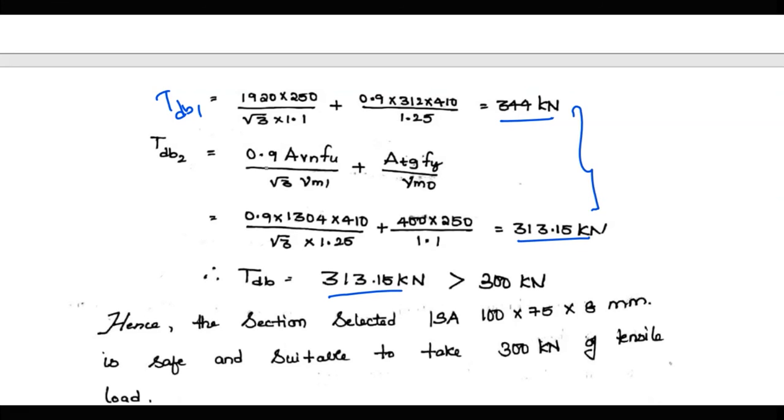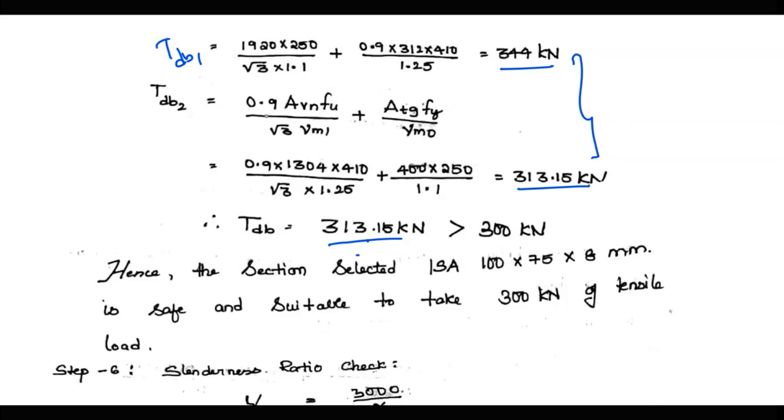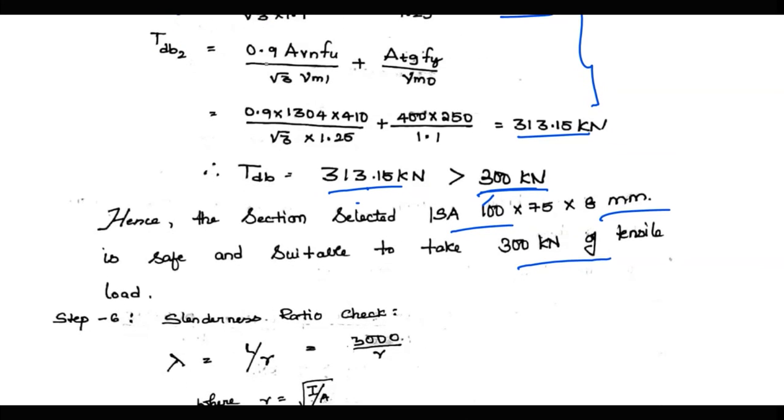Of course if you check, this is also greater than 300. Therefore all these three values are greater than the external load applied. Therefore it is not going to fail when the load is 300 kilonewton. Hence the section selected, ISA 75/8 mm, is safe and suitable to take 300 kilonewton of tensile load.